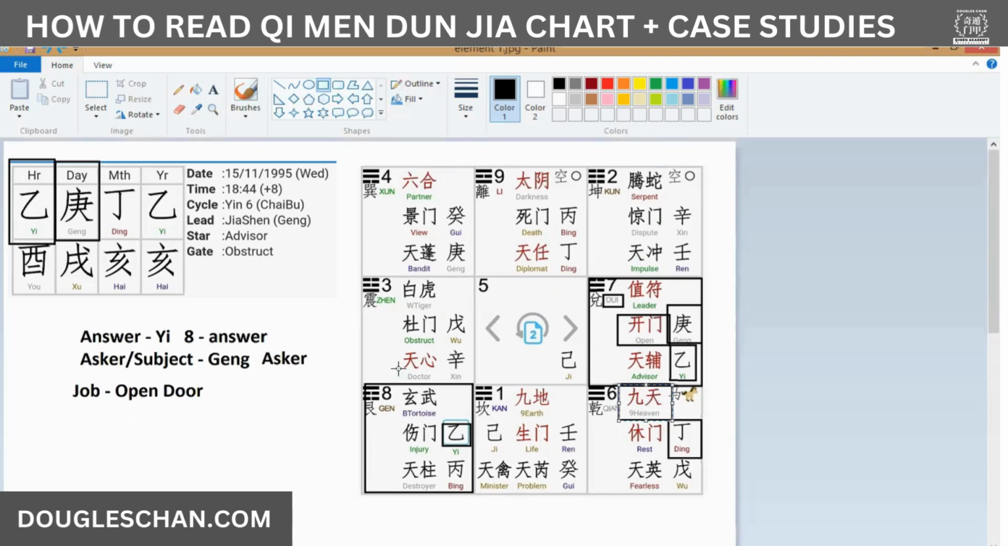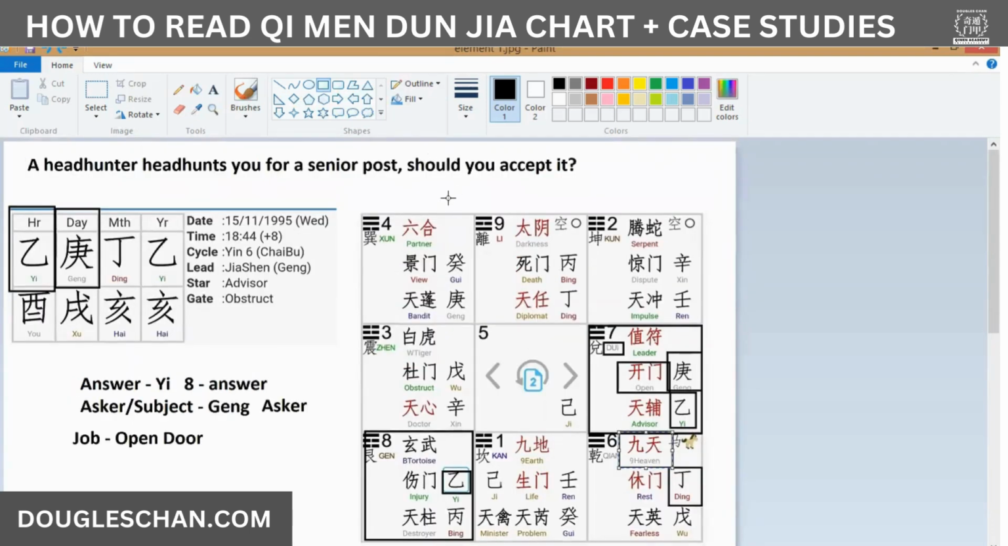So to answer the question whether to accept or not, there is no straight answer on this, but just bear in mind that in the event that you were to take this offer, there's a very high chance that you may get injured physically, emotionally, or mentally. So just be a bit more mindful about this. It really depends on how much you want this job. I believe it's okay to go through the interview process, but just bear in mind that if you were to take up this job, then the box number 8 energy will actually activate. All right, so this is how we see the Men Dun Jia definition for job hunting itself.